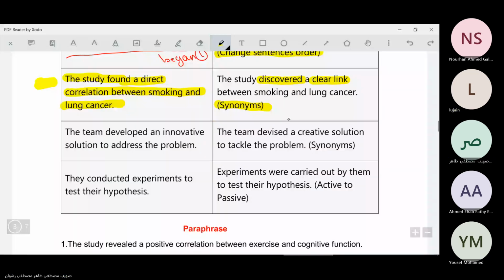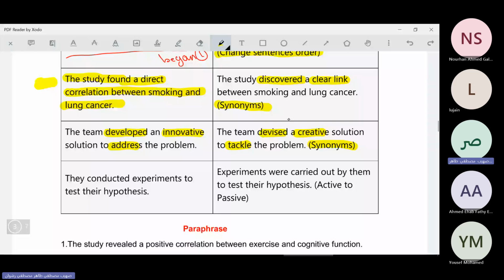The team developed an innovative solution to address the problem. The team devised a creative solution to tackle the problem. All right, thank you. So what did we change here? Developed became devised, yeah, exactly. Innovative became creative, address became tackle. Tackle has a similar meaning to address the problem. So here we used synonyms. This is the same way I want you to apply when you find words in the text. Change as much as possible. Not only replacing a word by a word, but keep in mind the other rules, because this will help you communicate your ideas very clearly.